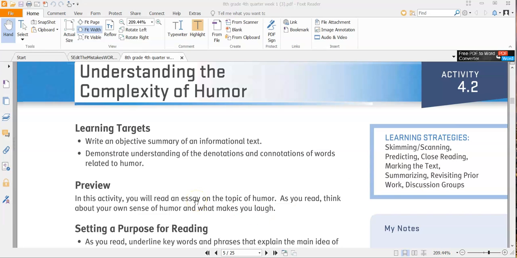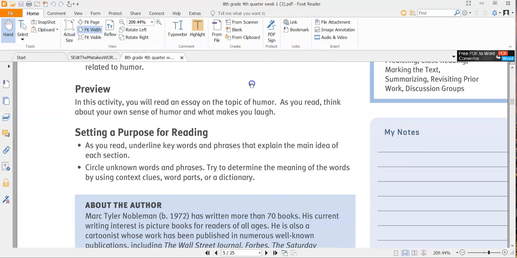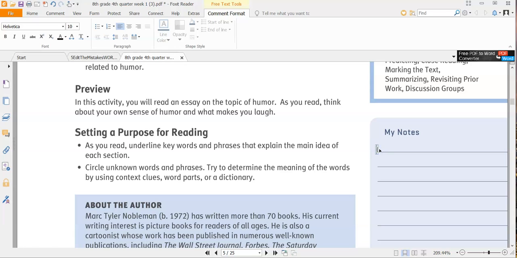So here, for our preview, it says, in this activity, you will read an essay on the topic of humor. As you read, think about your own sense of humor and what makes you laugh. So I would like for you to take a second to jot down some notes here in the My Notes section about your own sense of humor. It doesn't have to be anything specific, but you could talk about, say, a TikTok video that makes you laugh, or it makes you laugh when people fall or something. Whatever it is that you find comedic, funny voices, whatever, you would jot them down here, okay?